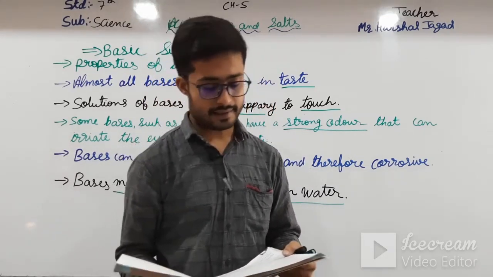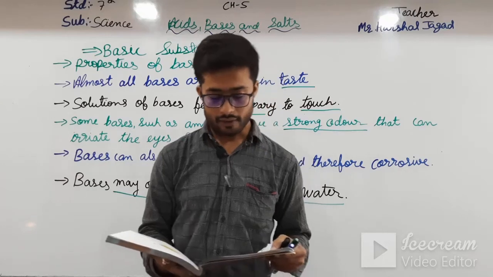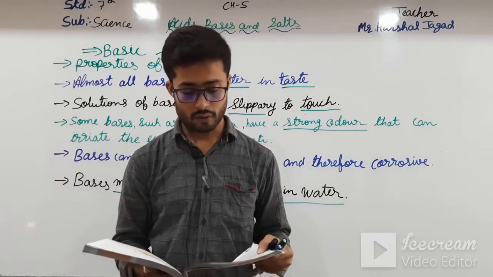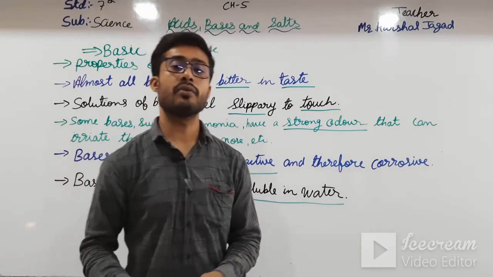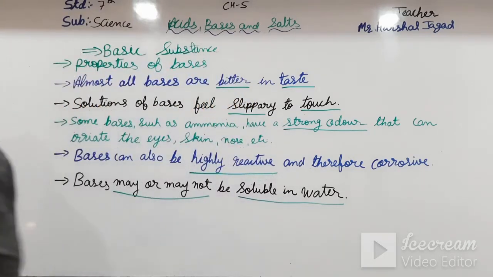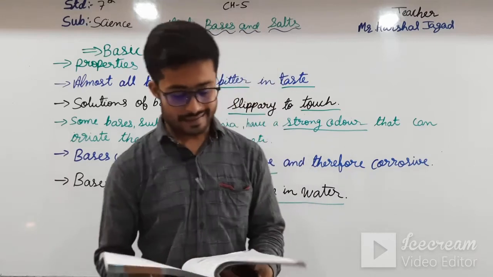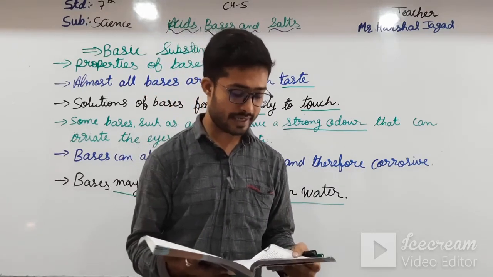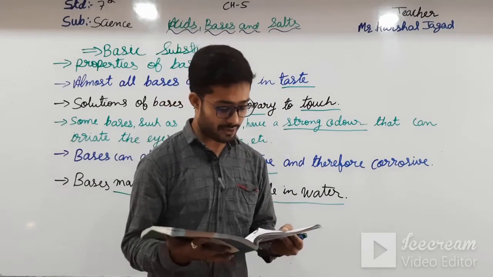Next is our weak bases. Weak bases are not highly reactive and therefore not corrosive. Examples of weak bases are copper hydroxide, zinc hydroxide and ammonium hydroxide. Means these weak bases are not corrosive. Okay, students, so these are weak bases, and the examples given are copper hydroxide, zinc hydroxide and ammonium hydroxide. Now going towards uses of bases.